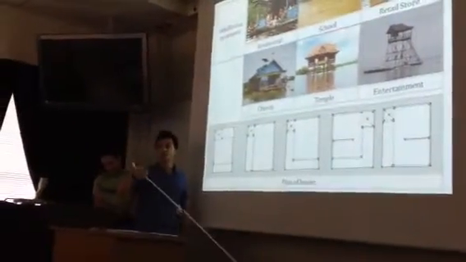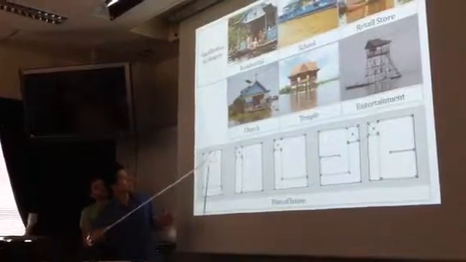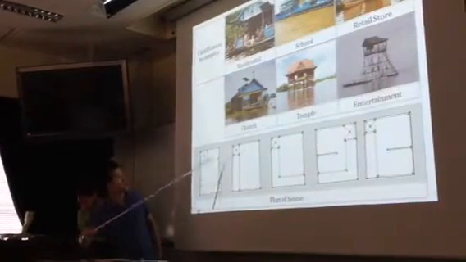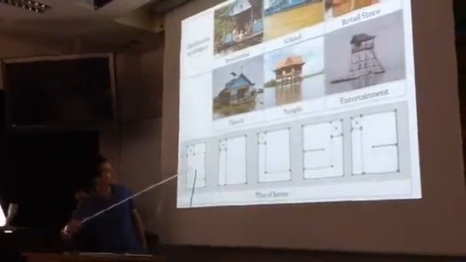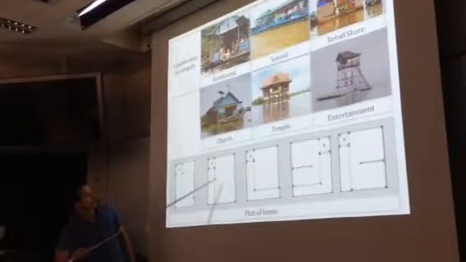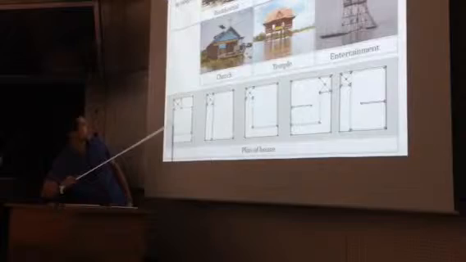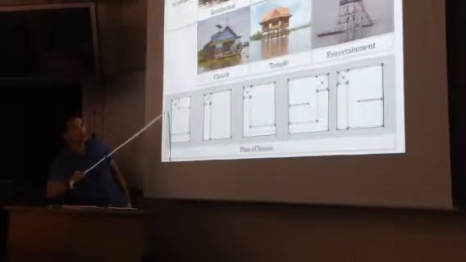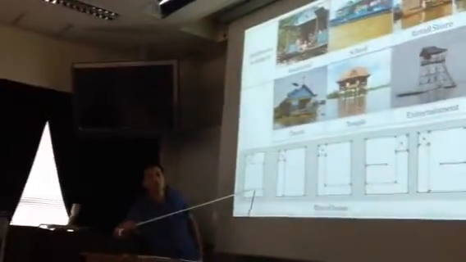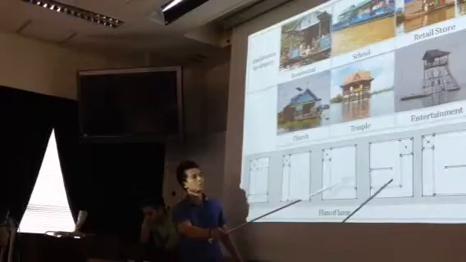Because we decided to focus only on residential buildings, we collected all the data and figured out that the plan of the residential floating house can be classified into 5 types like this, where we have the main space, 1 toilet, and another small area which can be the balcony of the house, and we classify different types of building.